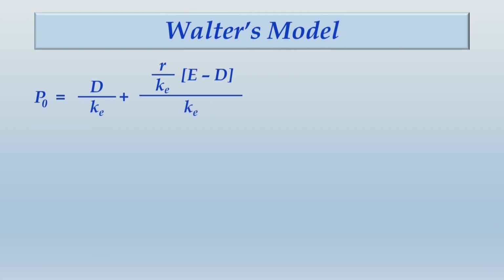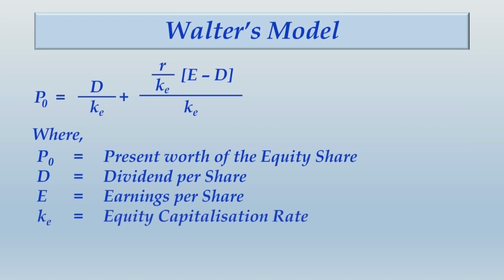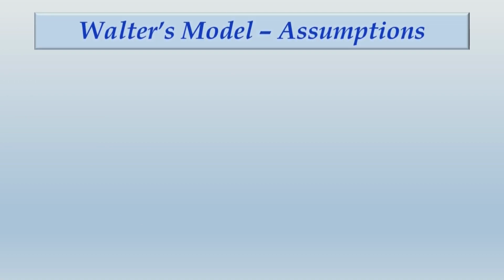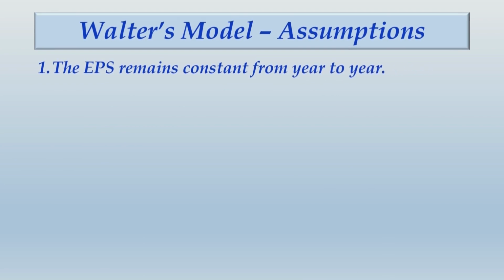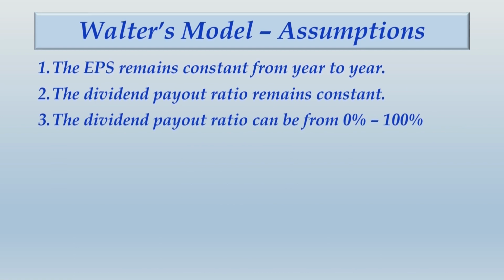Don't bother about the understanding of the formula and everything. We will definitely discuss this in detail, conceptually, along with the derivation. Let us move ahead and write further about Walter's model assumptions. The EPS remains constant from year to year. The dividend payout ratio remains constant. The dividend payout ratio can be from 0% to 100%.